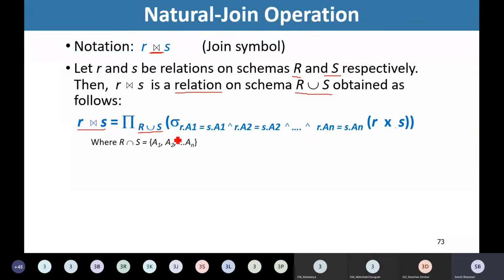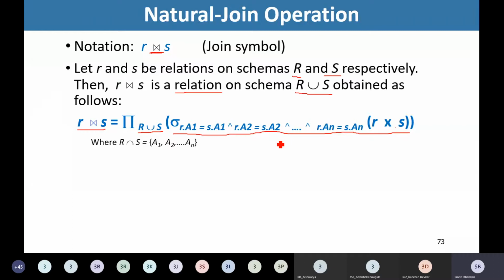Now this project operation is performed on another relation, and that relation is defined by this expression using the select operation. So select operation on R cross S. We have the Cartesian product of R and S. And see carefully what we are trying to do. R and S have a few attributes that are common.